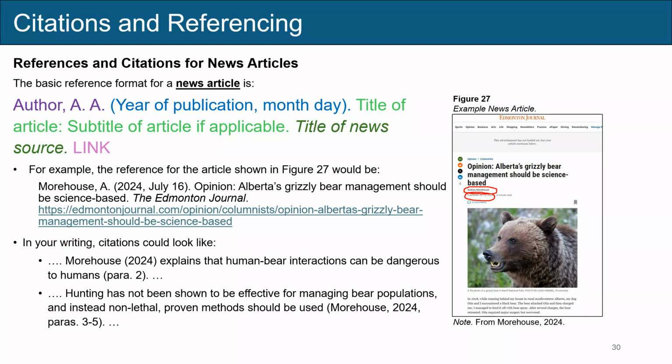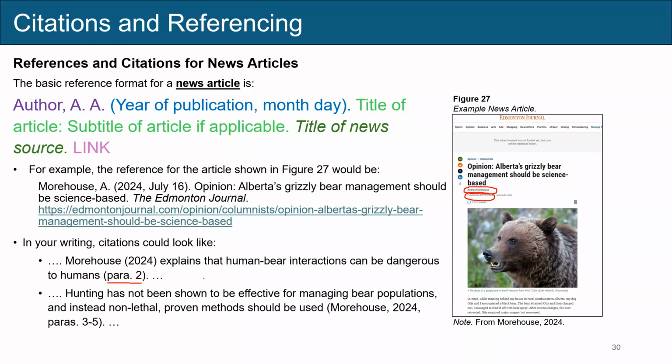In your writing, if you were talking about information from this article, we could say Morehouse explains that human-bear interactions can be dangerous to humans. Notice here, I'm indicating it comes from paragraph 2, that information. So I have to count down the paragraphs to figure out which paragraph that information came from.